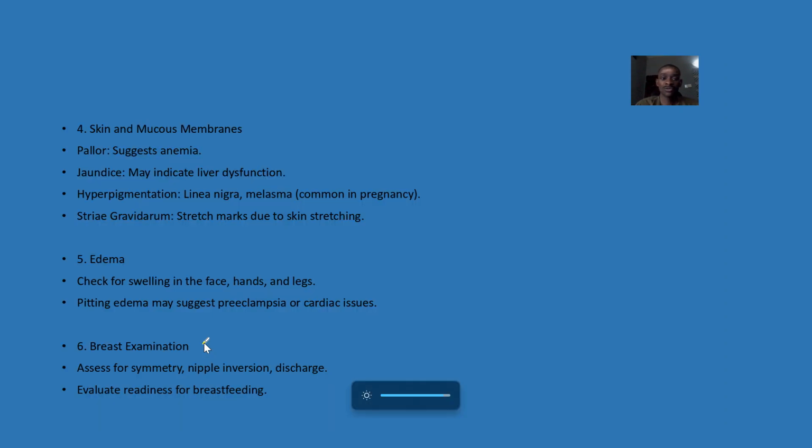For skin and mucous membrane, you look out for any abnormalities on the skin. Is the skin whitish, is there jaundice, is there too much color, or linea nigra and striae gravidarum. You also see if there's accumulation of fluid in the face, in the hands, in the legs. Then for breast examination, you check the breasts on both sides to see if there are any issues on the two sides.